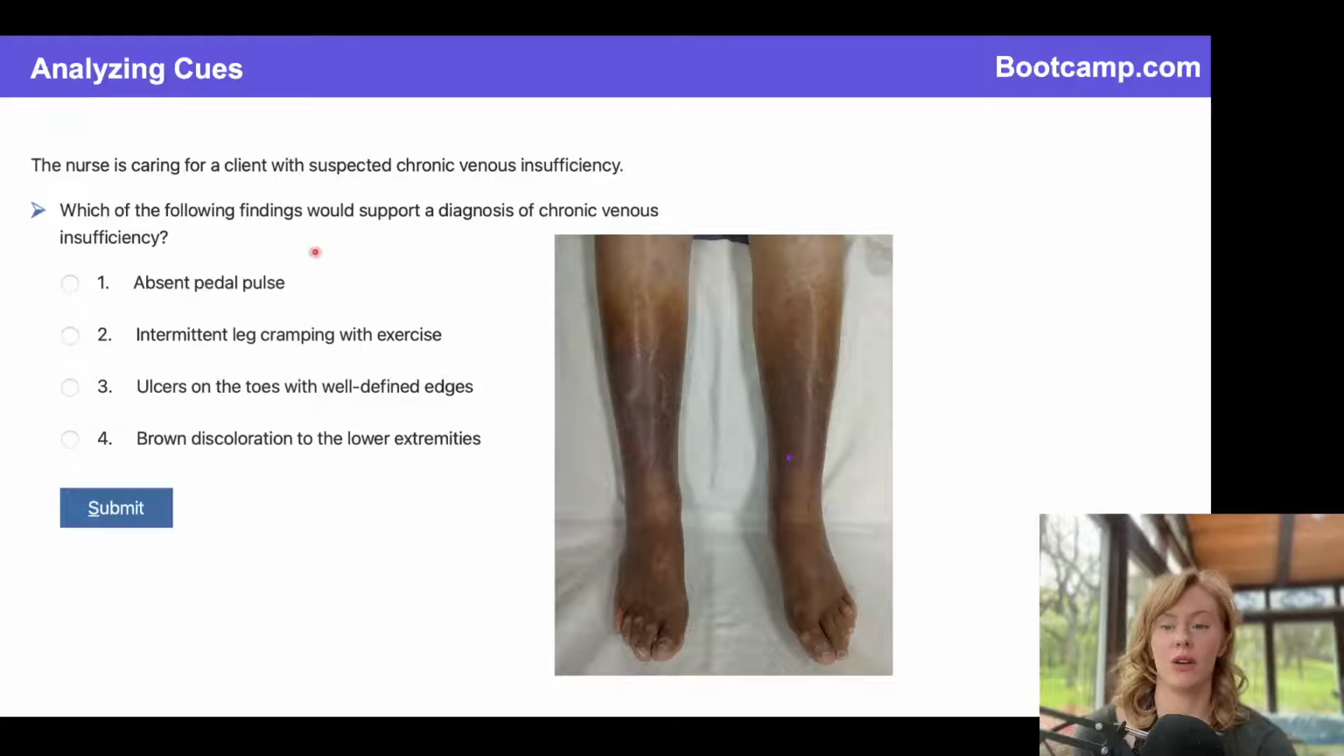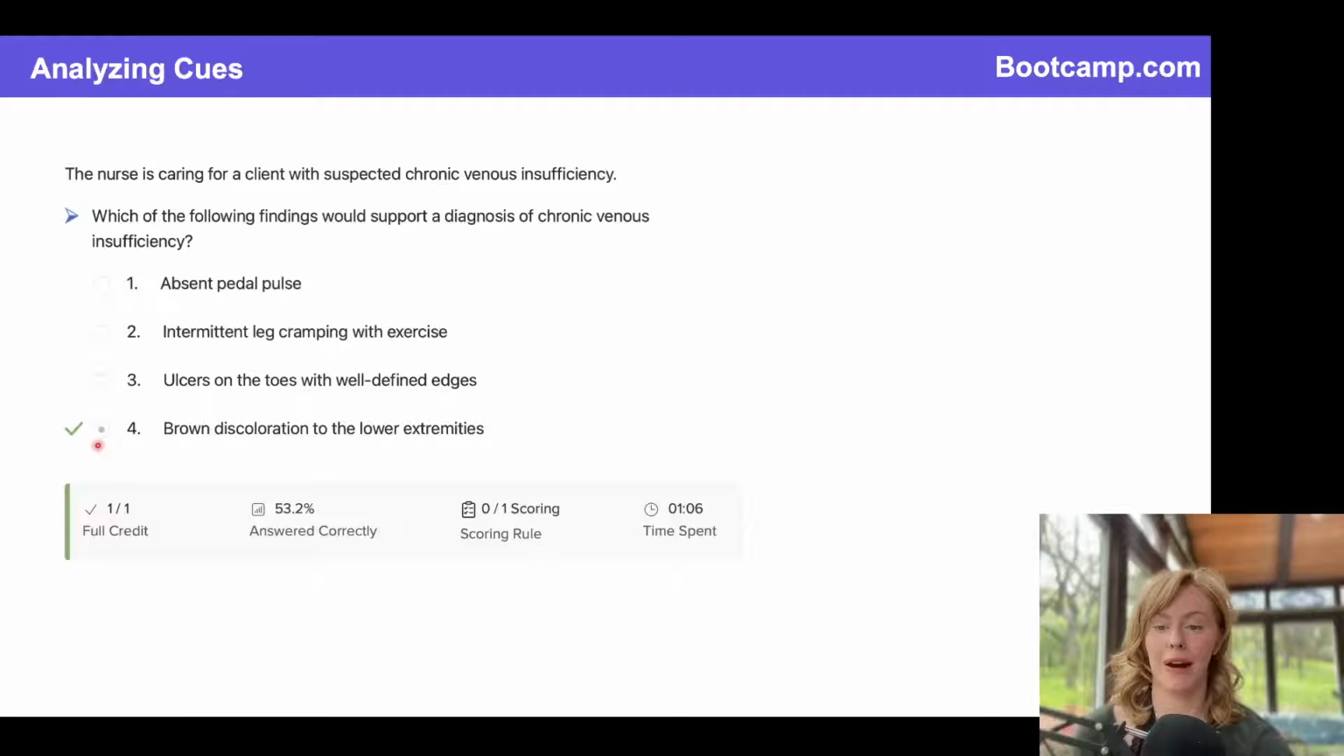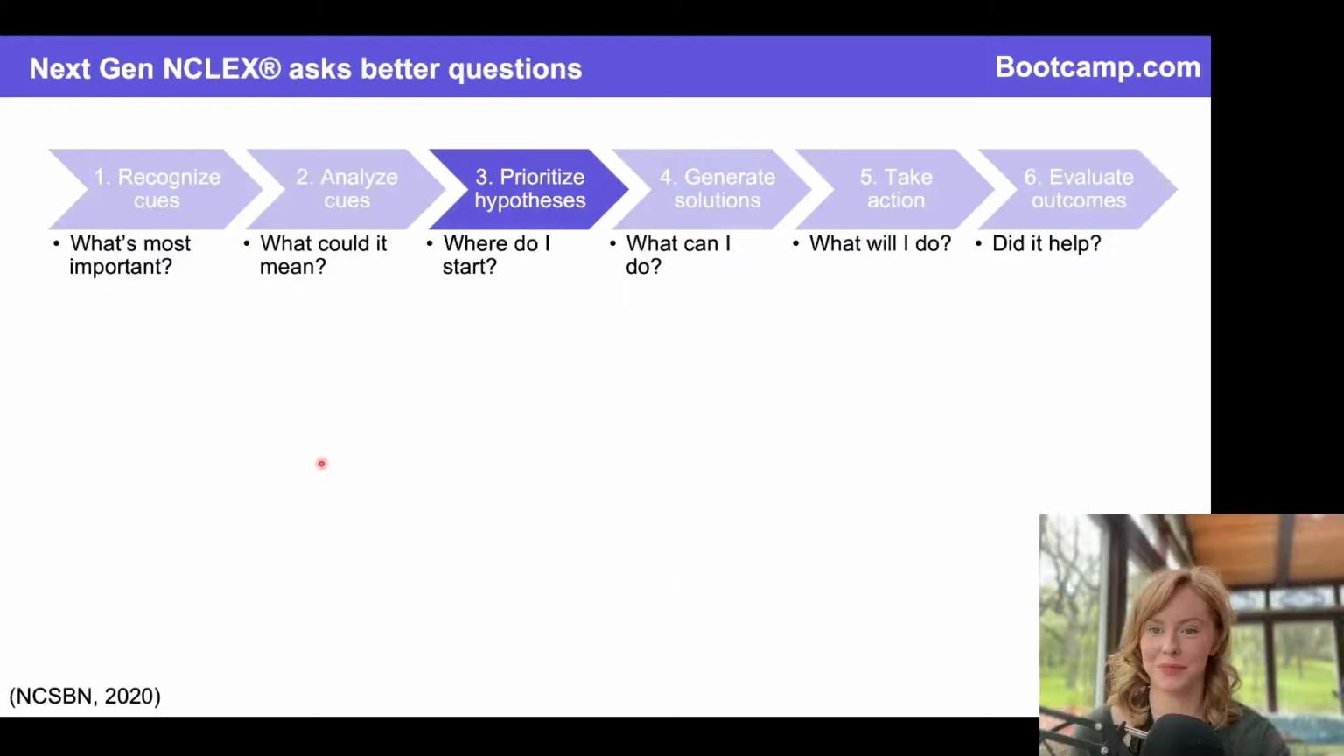So of these, we've got 3 arterial and 1 venous problem. So I hope you guys got that one right. And yeah, only about, again, half of our users in our question bank got this right. So again, you guys are above average and doing great.